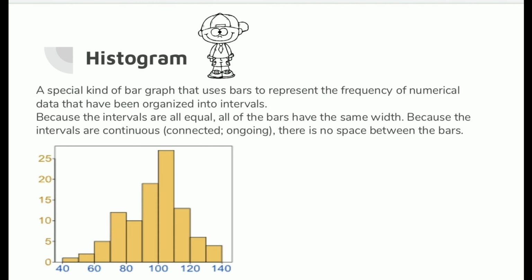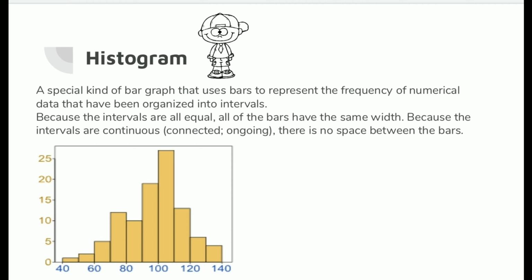So the other graph that we will be discussing is the histogram. Now the histogram is commonly mistaken with the bar graph, and this is because the histogram uses bars. But what makes them different? Now, the histogram is a special kind of bar graph that uses bars to represent the frequency of numerical data that have been organized into intervals. So here we see frequency and intervals that we did not see when we were speaking on bar graphs.